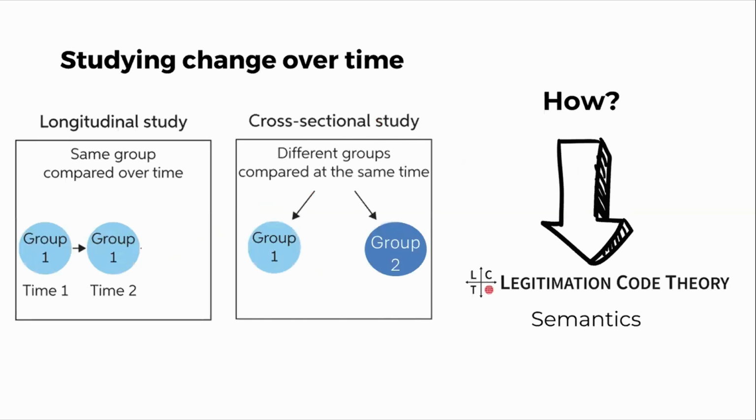Now, how do we study change over time? You can do a longitudinal study, which is not what I've done, where you compare the same group. So you would take a specific group of students in their first year, perhaps, and you'd follow their journey. And then by the time they get to fourth year, you could see how their knowledge and their understanding has progressed. And what I've done is a cross-sectional study comparing different groups at the same time, but I'll get into that in a minute. But how do we make this change explicit? How do we reveal this change? And to do that, I recruited tools from the semantics dimension of LCT. So let's quickly move forward.